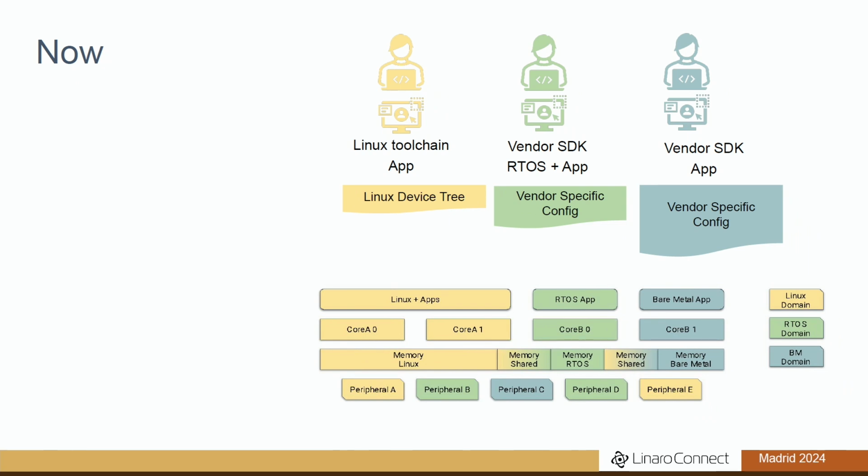We have 3 different developers. One's using the Linux toolchain to develop their application. They have to have the right device tree. The person using an RTOS has their own config. The person writing a bare metal application has their own config. And basically, they all have their own view of the system. It's very, very siloed.